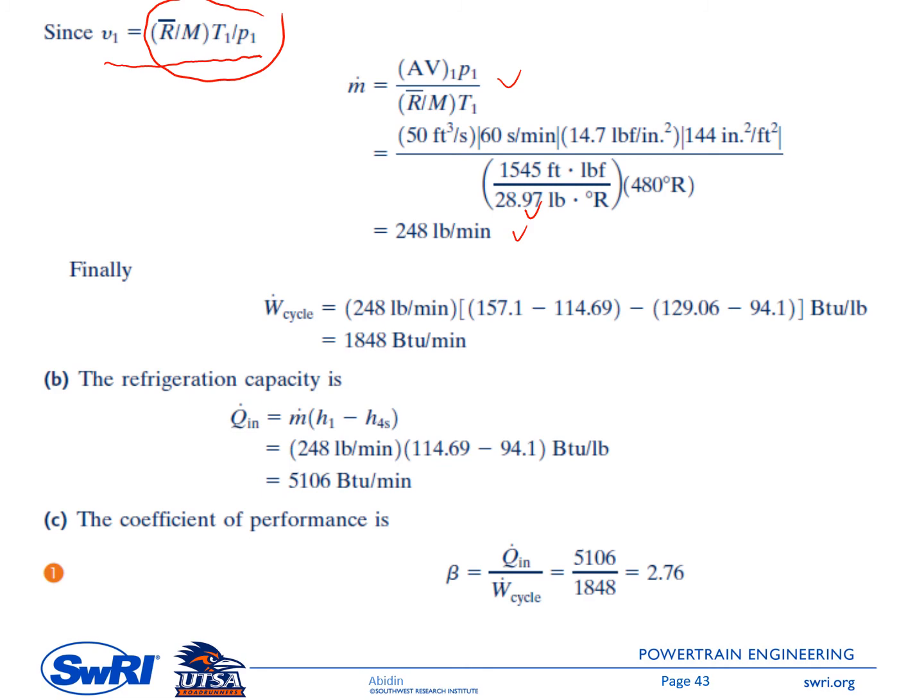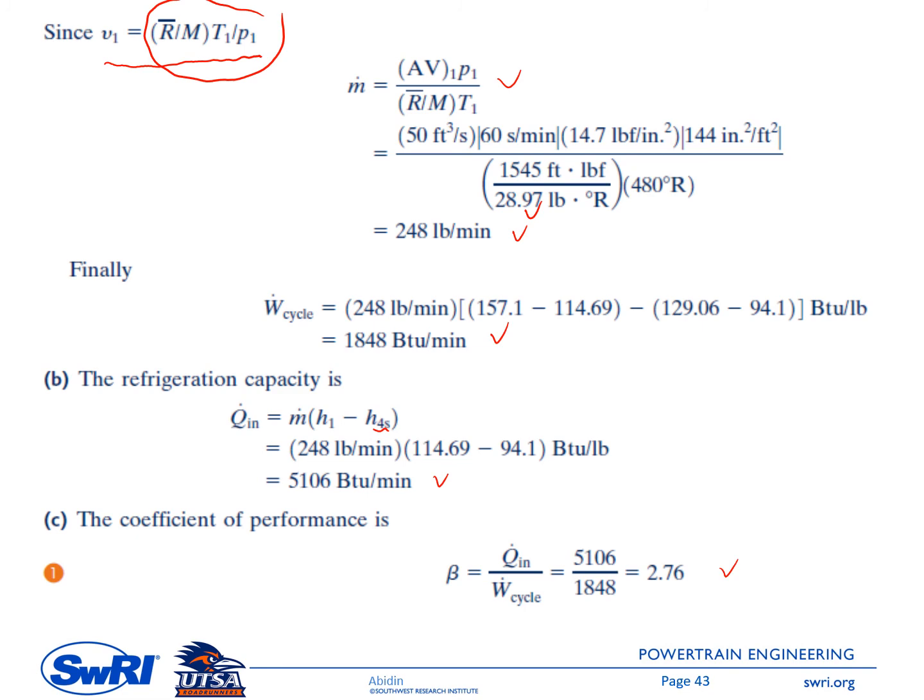And then we can plug in the numbers to get the net work from this gas refrigeration cycle of 1848 BTU per minute. The second question is the refrigeration capacity, so Q dot in. This is m dot times H1, where H1 is at the exit of the evaporator, minus H4S, which is at the entrance of the evaporator. So we have all the numbers here. You just need to plug in, and you will get 5106 BTU per minute.